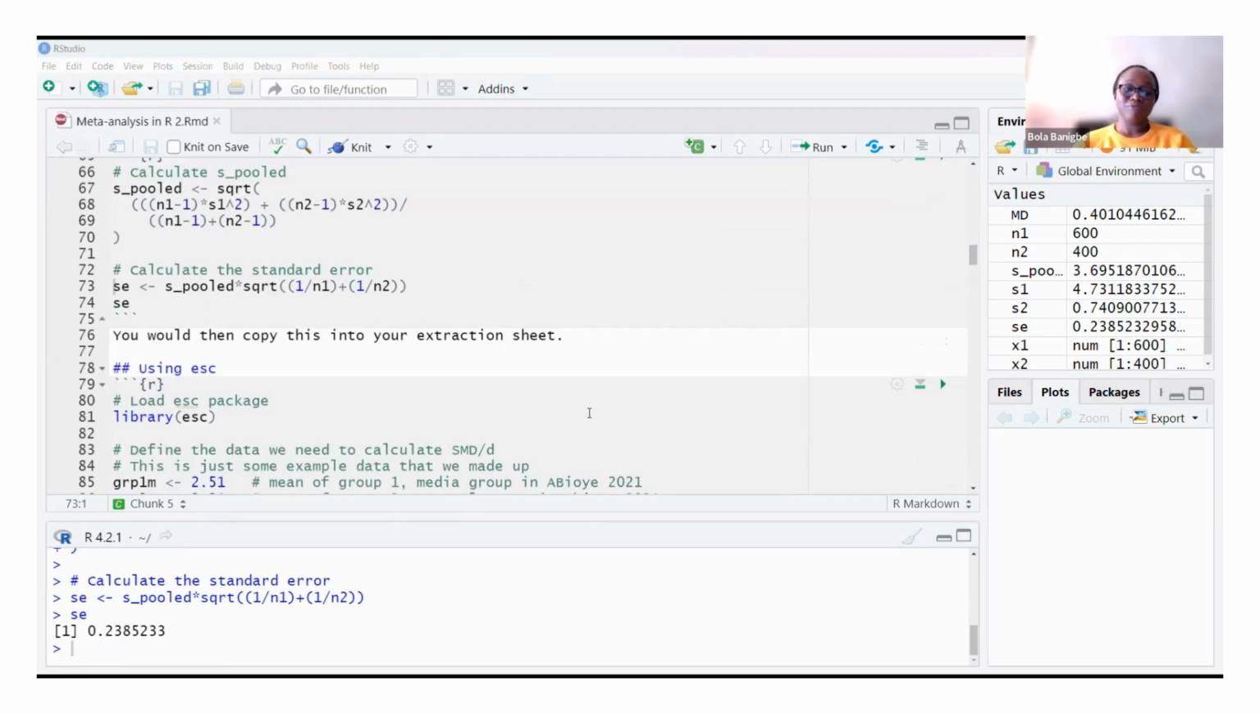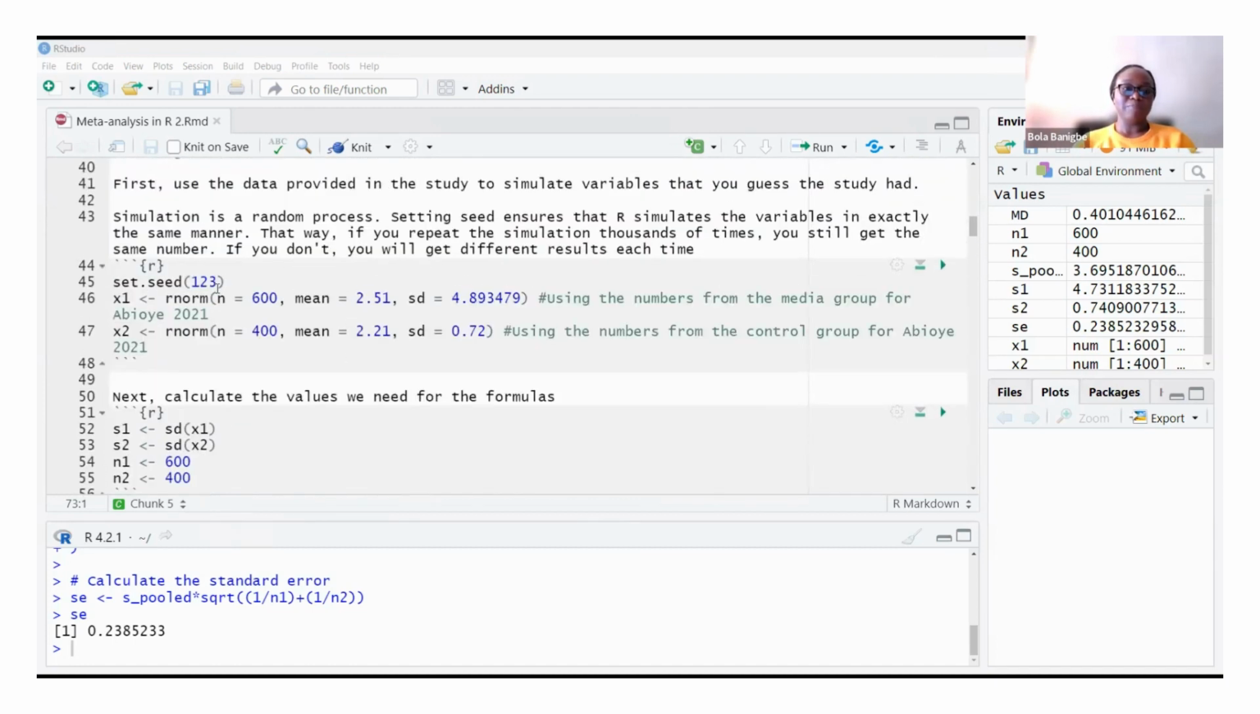So if you were interested in doing this, one study after another for each of your primary studies that you're going to use for the meta-analysis, you will copy this into your extraction sheet, and then you will go to the next one and do the same.